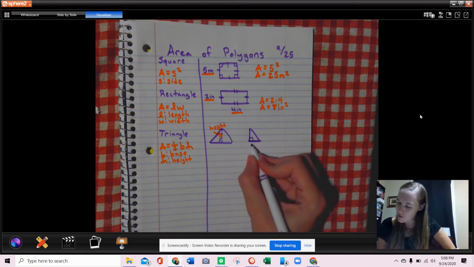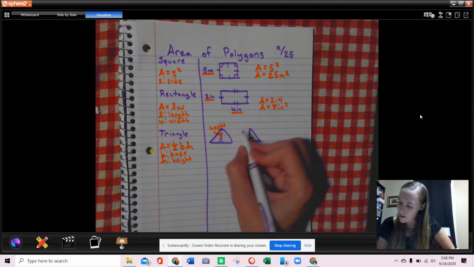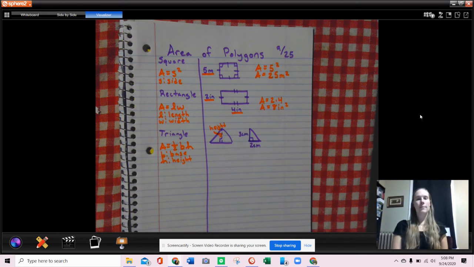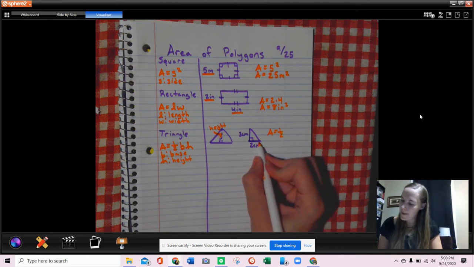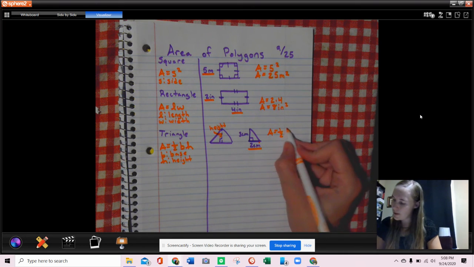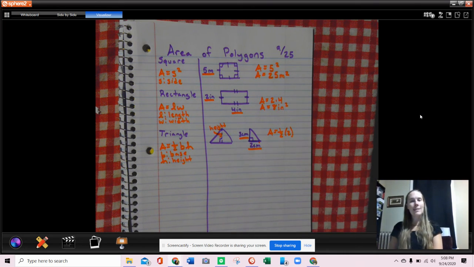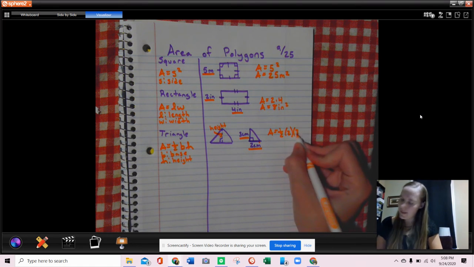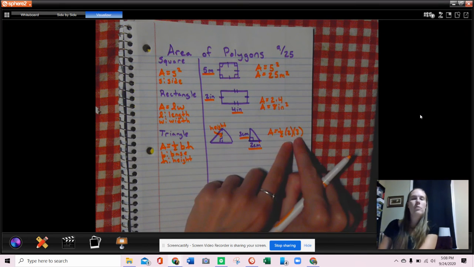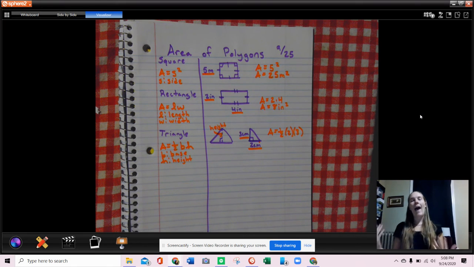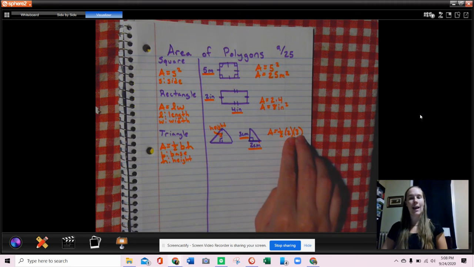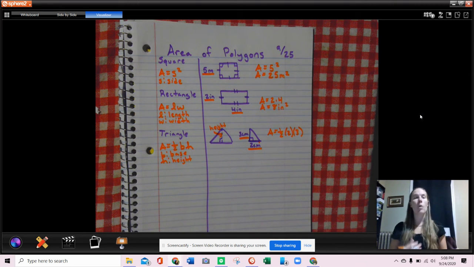Let's say that this is 2 centimeters down here and 3 centimeters right here. My area is 1/2. My base is my bottom, so times 2. Then my height is that altitude or that straight line, which is times 3. Notice how I'm using parentheses. Whenever you think of PEMDAS, you're like, oh, parentheses, I need to do those first. Actually, you do what's inside the parentheses first. And because there's nothing inside these parentheses, it just means multiplication.